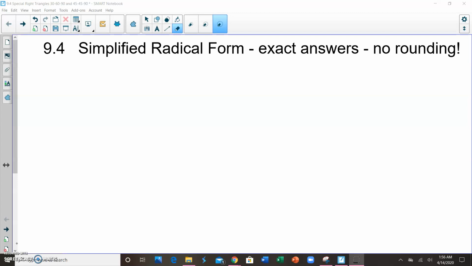So we are going to be talking about simplest radical form today, and that is an exact answer. If it's an exact answer, that means you cannot round.